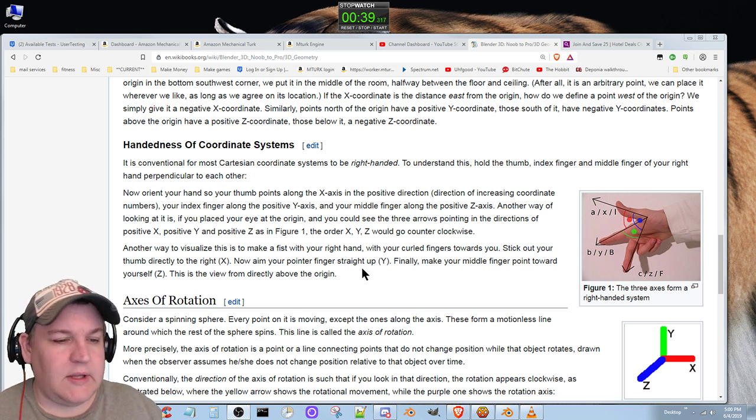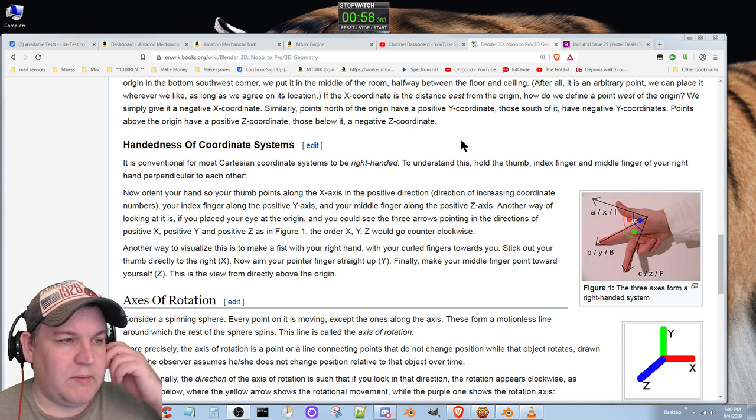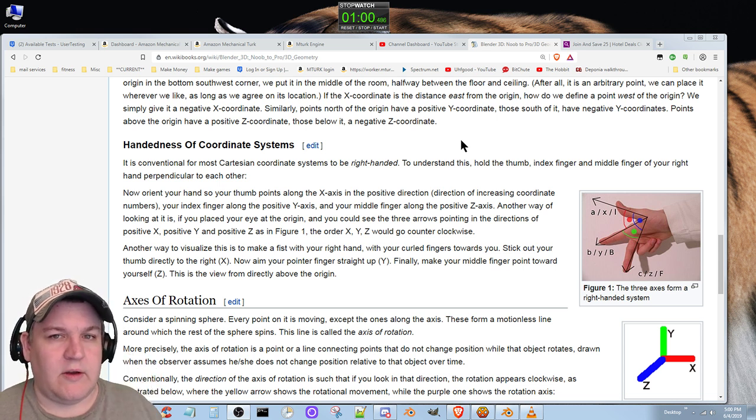Anyways, so I'm not really sure which system Blender uses. Points north of the origin have a positive y, points south have a negative y. Above the origin have positive z. So really the z coordinates, probably in Blender, I think I noticed this in Godot, where the z was up and down instead of into.